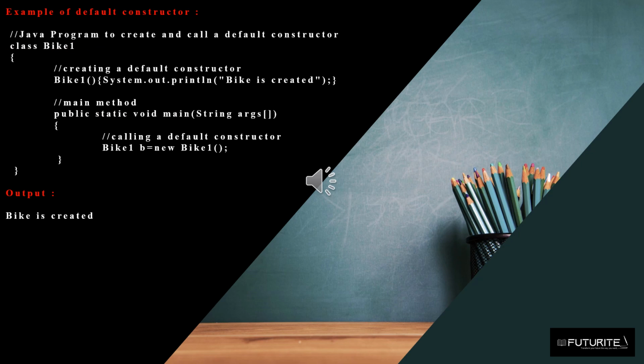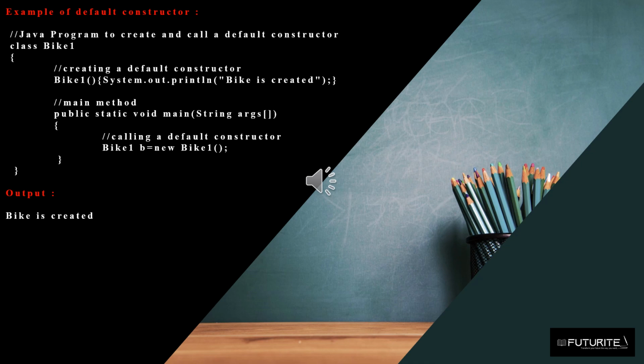Now let's look at this program. The first one, Java program. Here what we are doing in this Java program, we are creating and calling a default constructor. So the name of the class is bike1. In the next line, bike1 without any parameter. Now you are writing system.out.println bike is created.